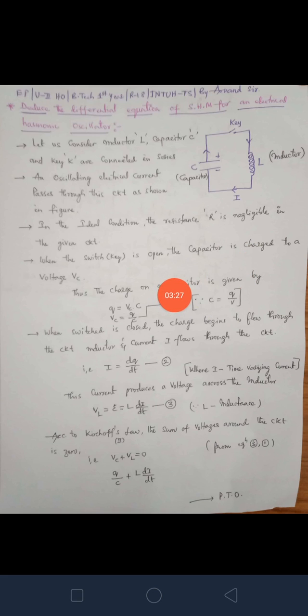Then we can write Q is equals to VC into C, right? Yes, from C is equals to Q by V, we can write Q is equals to VC into C, then VC is equals to Q by C. Let us consider this equation 1. This is the charge on a capacitor.